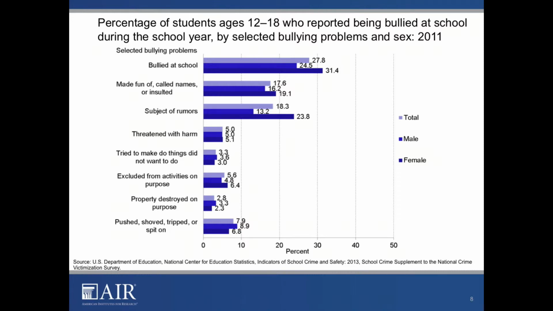And then looking at this through the lens of gender or sex, we can see that a significantly higher percentage of females reported the bullying problem of being made fun of, called names, being insulted, or being the subject of rumors, while in turn, the percentage of females who reported being pushed, shoved, tripped, or spit on was significantly lower compared with males. So we see a little bit more of the physical stuff going on among males and a little bit more of the emotional bullying stuff going on among females.